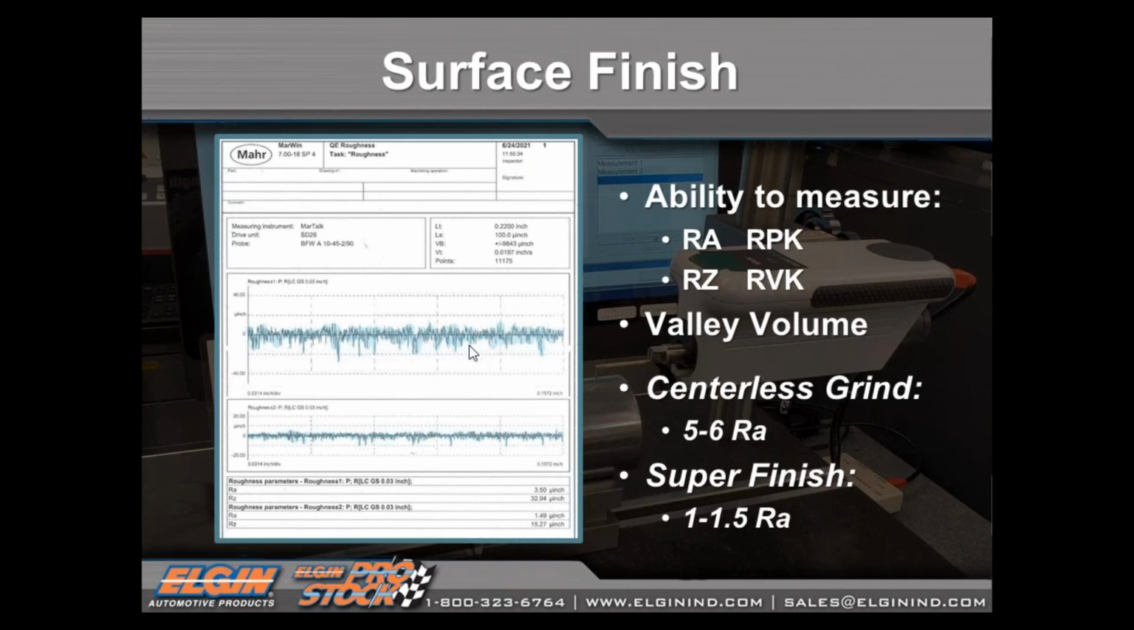And you say, well, okay, why is that important? Valley volume is a big thing that oil guys are working on now, in cylinder and ring development and piston pin development. They're primarily looking at whether they have enough valley volume to hold enough oil in the joint to survive those little events where everything's not just perfect in an engine. So they're not just looking at the finish anymore as an RA.